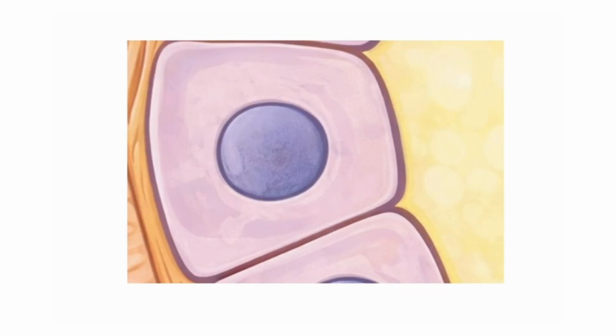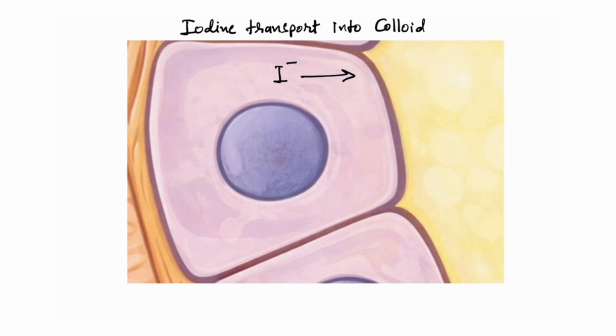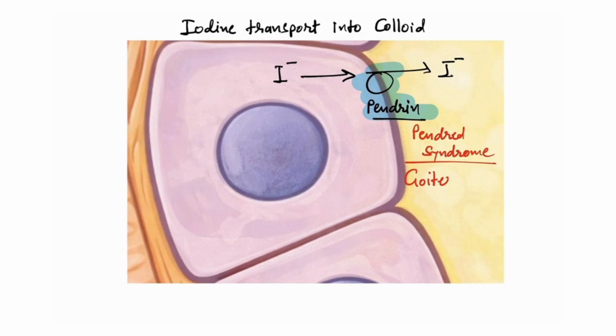Step 2: Iodide transport into colloid. After entering the follicular cell, iodide moves to the apical membrane. Then iodide is transported into the colloid via the Pendrin transporter. A defect in Pendrin causes Pendred syndrome, leading to goiter and sensorineural deafness.